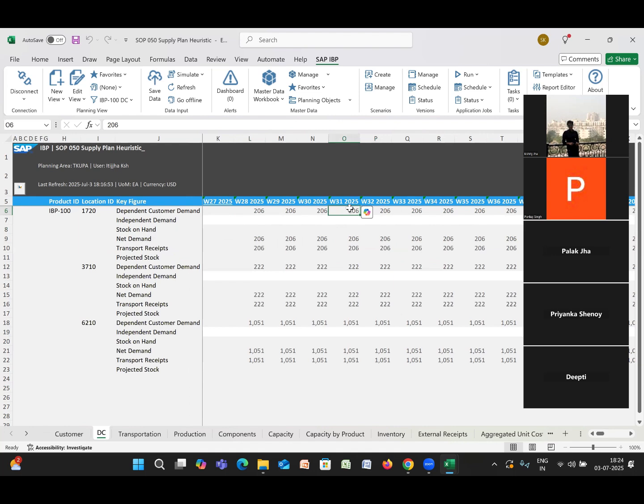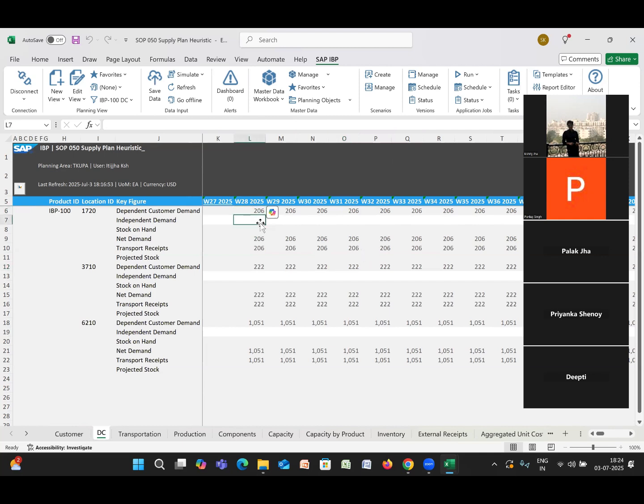Okay. Why is it the same week? Because there is no customer transportation lead time maintained, because that customer transportation lead time is maintained as 0. That's why that 206 is appearing as 206 in the same bucket. Now, because the numbers are the same, you might not be able to visualize it here. But as we had seen earlier, there is 0 lead time maintained.